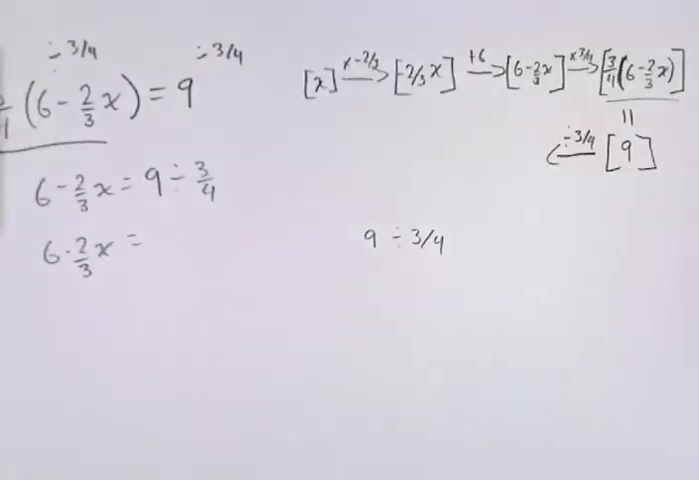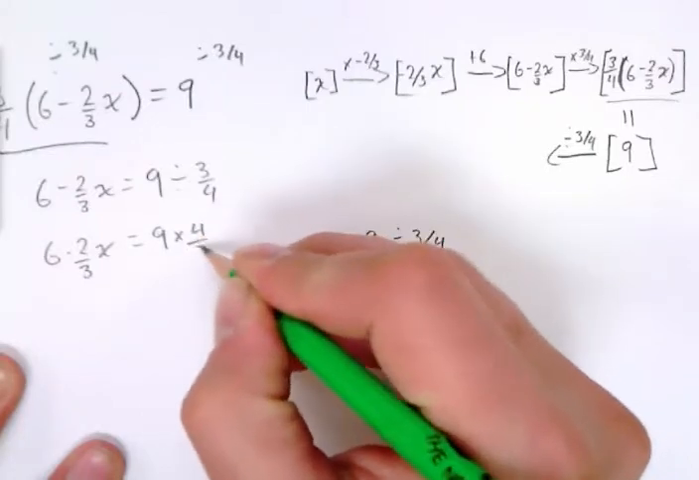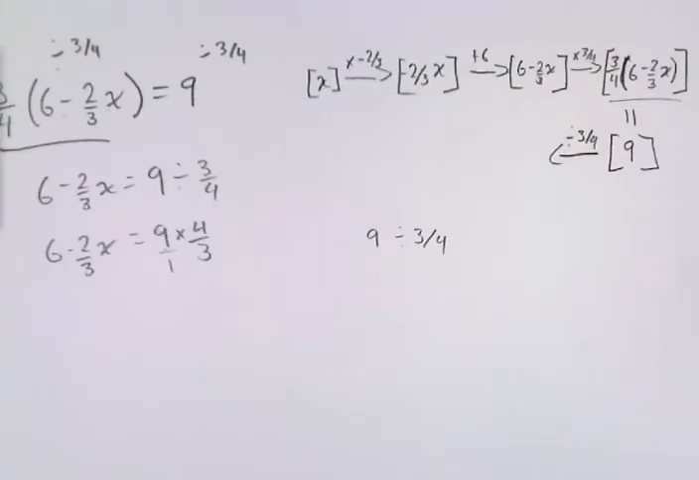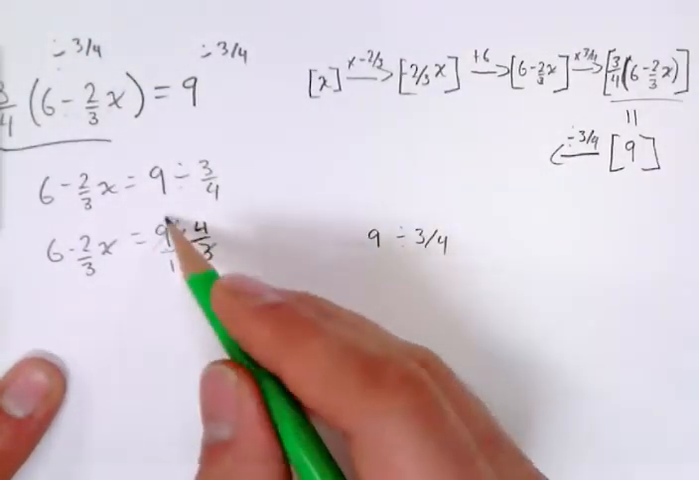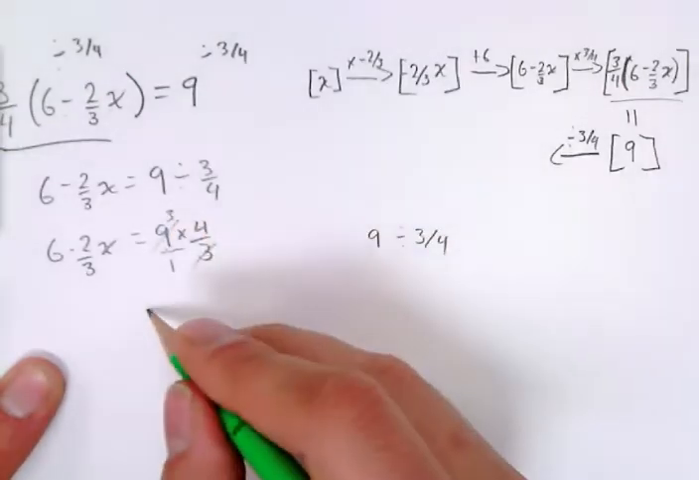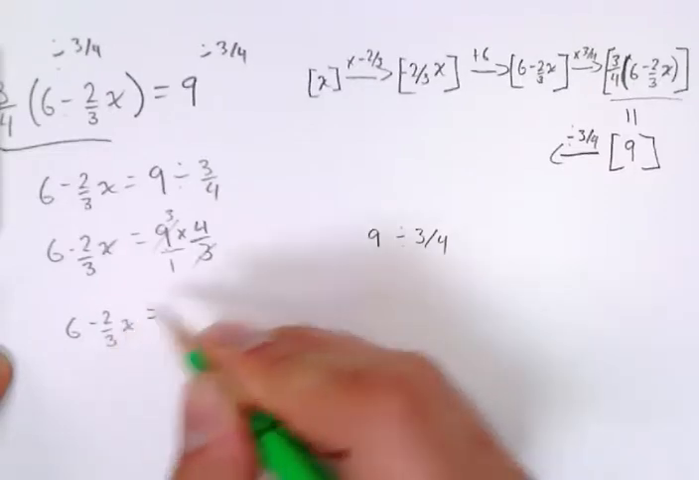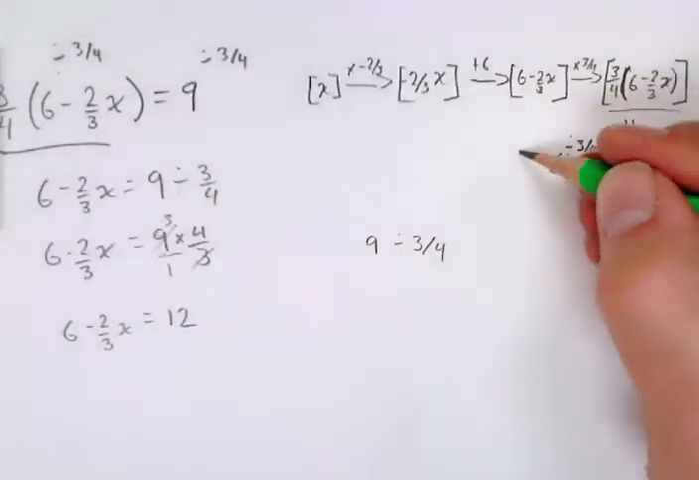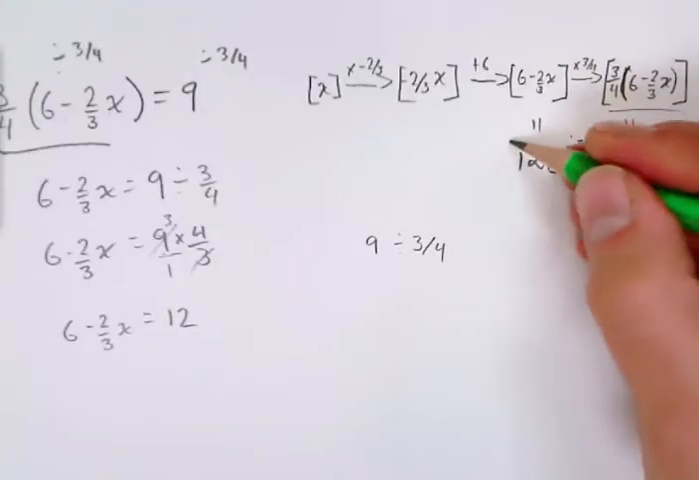So if we're dividing by 3 over 4, that's the same thing as multiplying by 4 over 3. Leavey-samey, changey-wangey, uppy-downy. Now it doesn't matter, if we remember there's an imaginary over 1, so we're just going to multiply these out. So first I'm going to divide, so that's going to give me 3. 3 times 4 is 12. So now I'm getting 6 minus 2 over 3x is equal to 12. So right here in this step we have 12 is equal to 6 minus 2 over 3x.